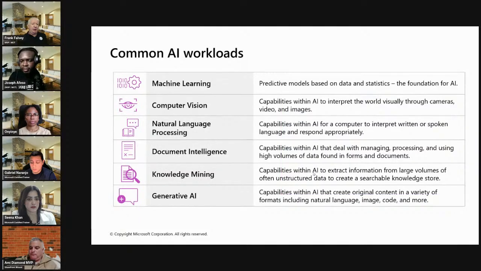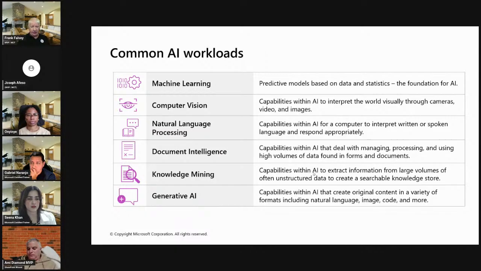And so these are the common AI workloads. The machine learning one predicts models based on the data you put in, and then computer vision. Last week we had a great example from Joseph, where he put in a picture and the AI was able to extract stuff out of it. And then natural language processing, the capabilities of AI for computers to interpret written or spoken language. So that's that part of it.